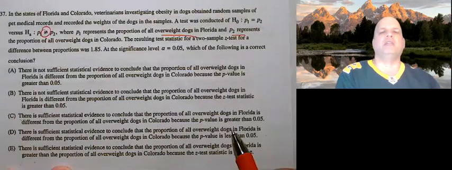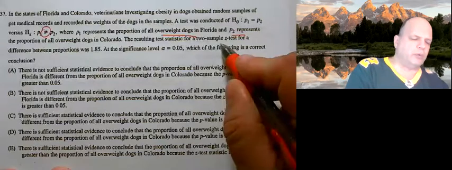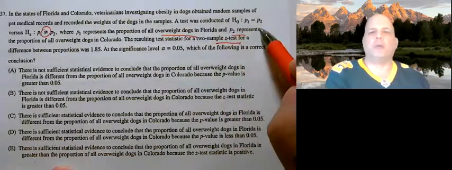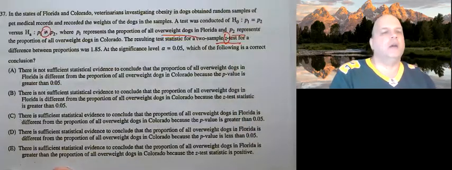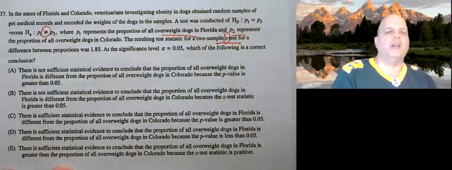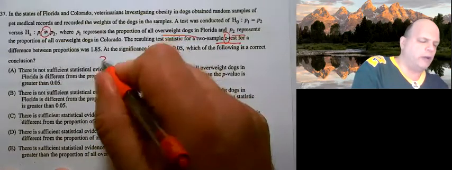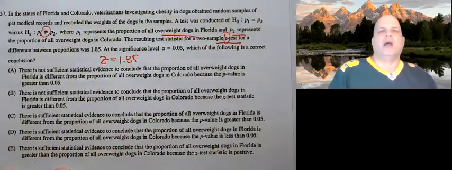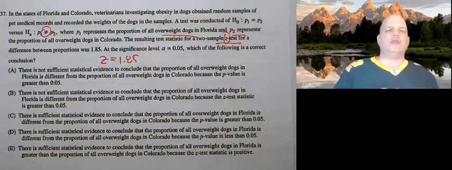The resulting test statistic was for a 2 sample Z test, which was nice of them to tell us, but they didn't have to. They told us it's proportion, and if it's proportion, we know it's a Z. All right, anytime it's proportion, Z, was 1.85. So they got a Z value of 1.85. At the significance level of 0.05, which of the following is a correct conclusion?